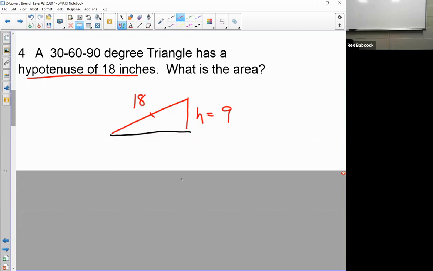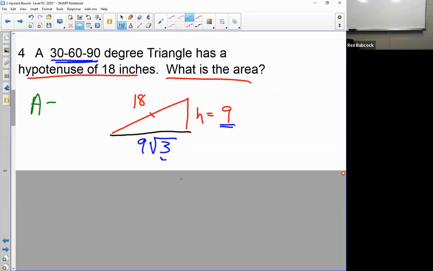Says what is the area? Uh-oh. I better remember the rest of that. I don't have the base. The base is always the height, in this case 9, times the square root of 3. All these special right triangles have square roots in them. This one's easy, 30, 60, 90. They all have 3's in common.